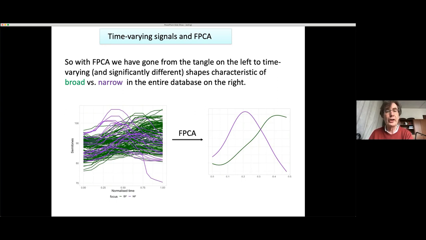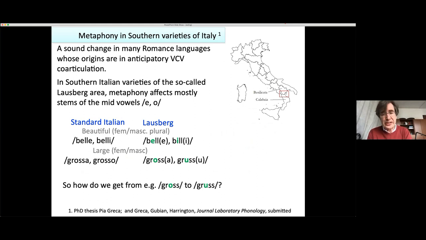So what I'm going to do now, I only have about 4 or 5 or 6 or 7 minutes left, so I'll work through this fairly quickly. This is now about metaphony in the Lausberg region of southern Italy, which is located here.